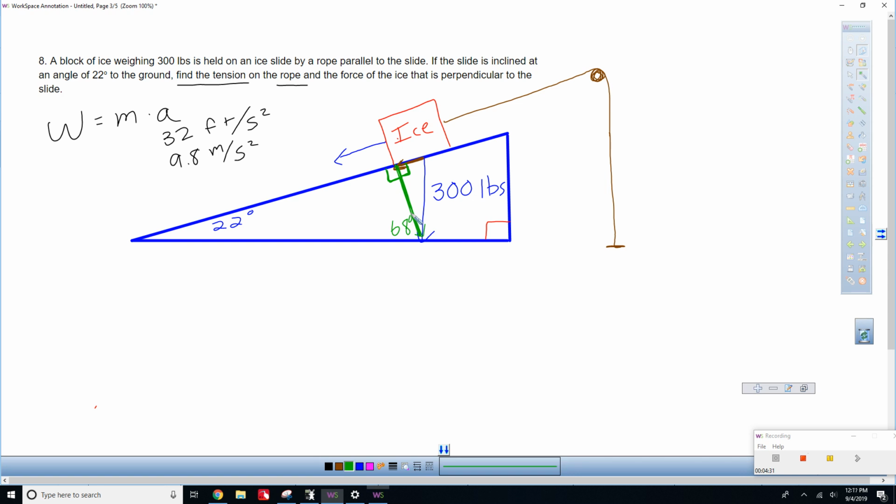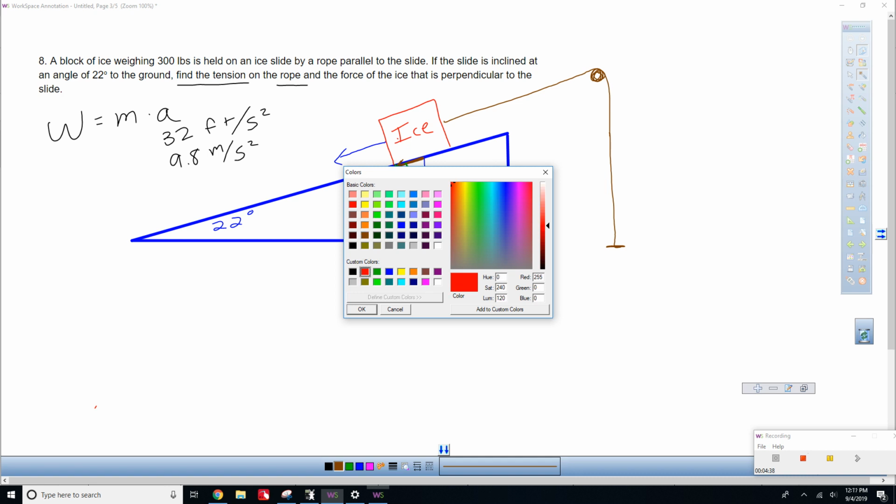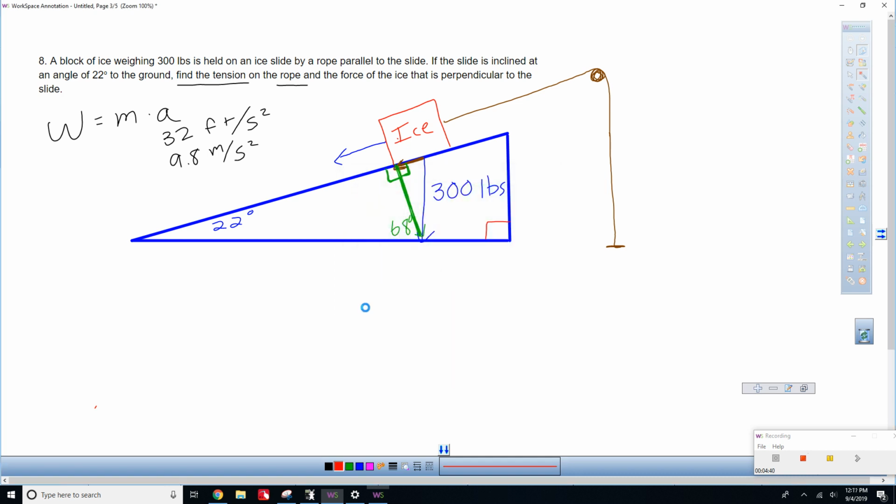But you can see that this is a right angle, and that's also a right angle, due to the properties of parallel lines. So we also know then that this is 22 degrees, right? And what we really want to find is the tension and then the force that is perpendicular.